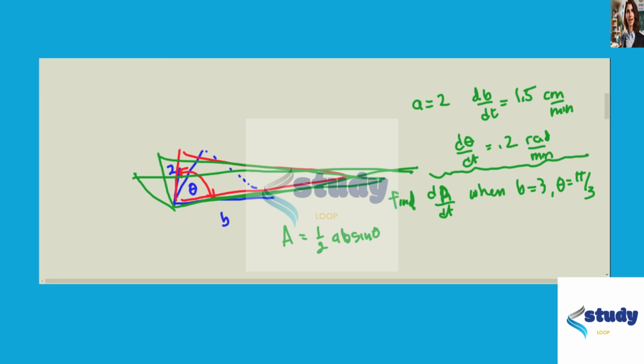Right before you say find, you can't plug any of that other stuff in, but we can plug the 2 in before we start. So we get 1/2 times 2 times B times sine theta. So that's B sine theta.